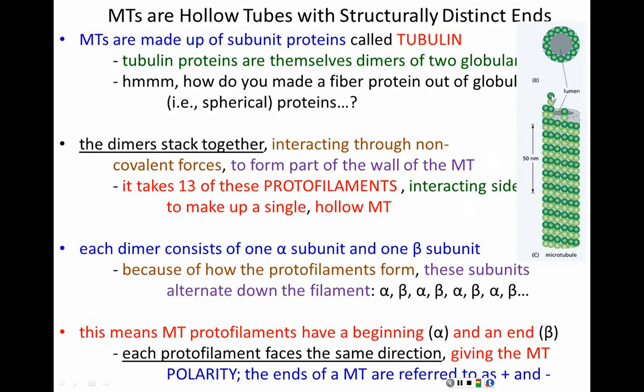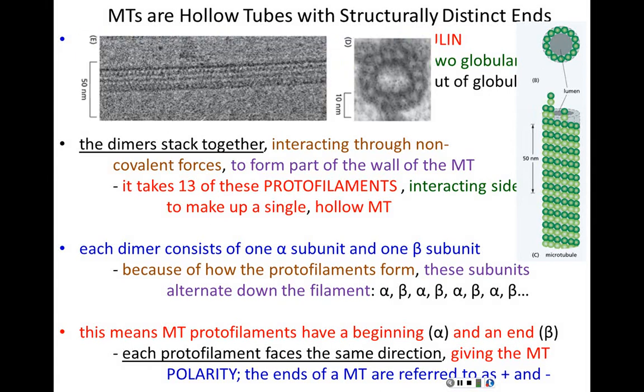Because of that, all of the beta subunits are localized at one end, making a ring of beta subunits on one end, and on the other end there is a ring of terminating alpha subunits. This is the polarity. The ends of microtubules are referred to not as alpha and beta, but as plus and minus, just for convenience.